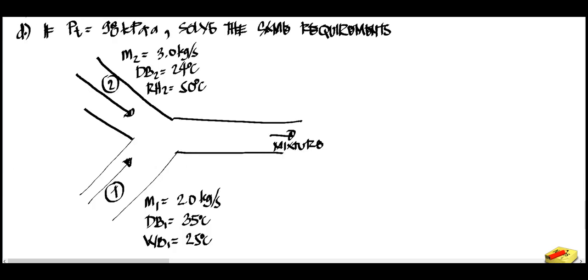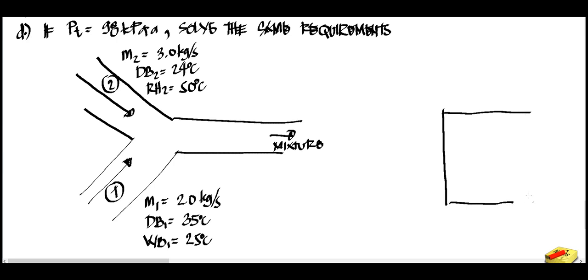So if you're going to draw it in a schematic diagram, it will look like this. We have the supply, and for your return, usually 3 kg per second, dry bulb 24, RH 50. Then we have your outdoor air, which is 2 kg per second flow rate, with dry bulb 35 and wet bulb 25 degrees. But we can represent it like this.